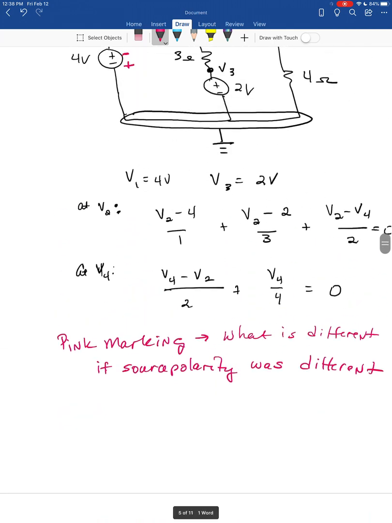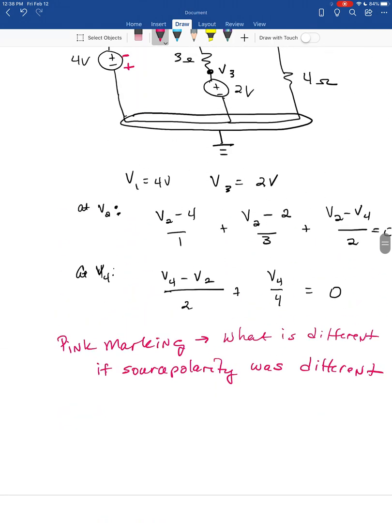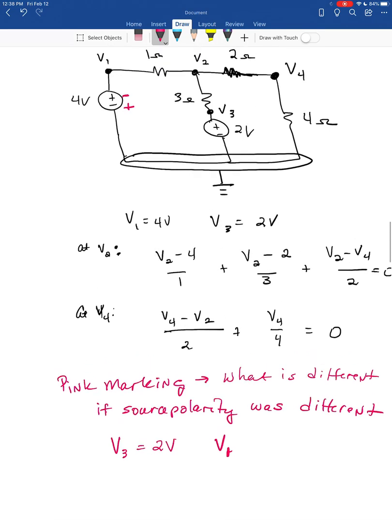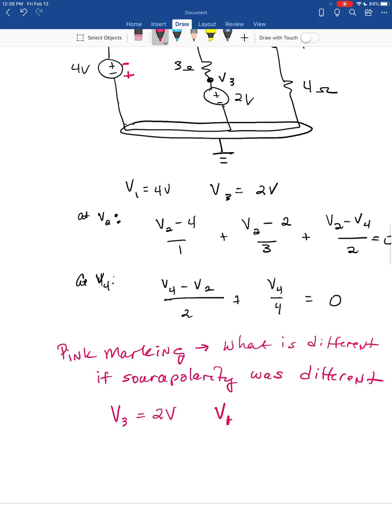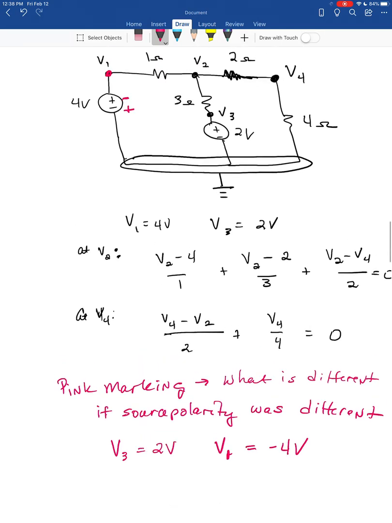In that case, V3 would still be 2 volts, but notice the difference between V1 and ground. In the pink case, ground is more positive, but it's 0. But the source is a 4-volt source. So in the case where the positive terminal is connected to the reference, the voltage is negative, because you actually are dropping.